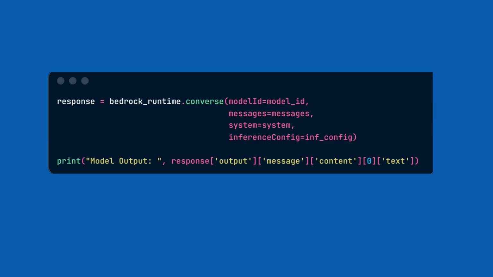AWS Bedrock sends this conversation to the foundation model and waits for the full response. The response is returned as structured JSON. We extract the assistant's reply from the output message and print it. This completes a single conversation turn.